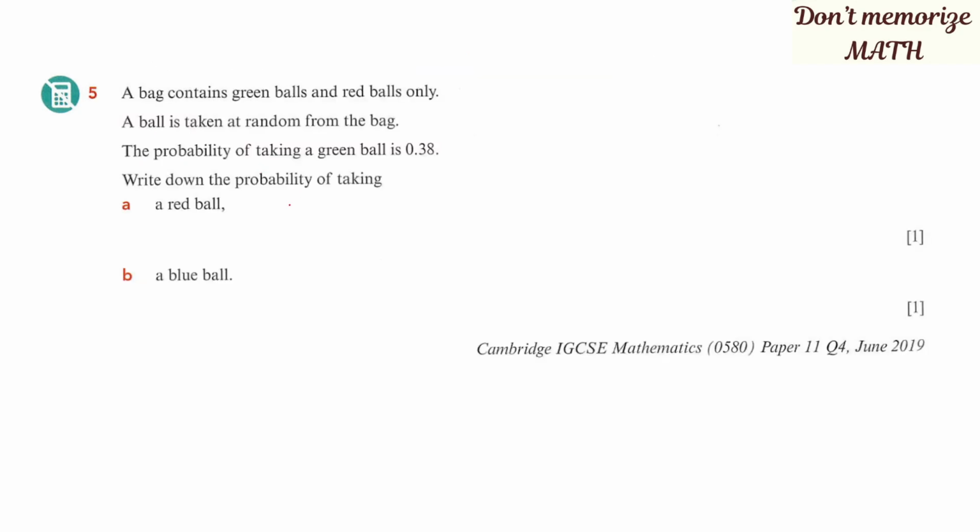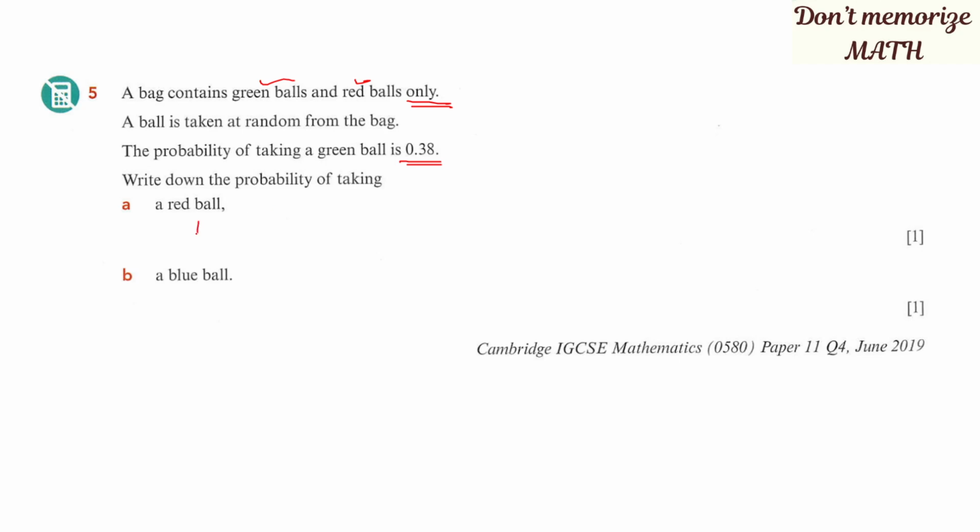Question number 5. A bag contains green balls and red balls only. So in a bag you have green and red balls only. A ball is taken at random from the bag. We are taking one ball at random. The probability of taking a green ball is 0.38. We have green and red, right? So the probability of green is 0.38. Write down the probability of taking the red ball.